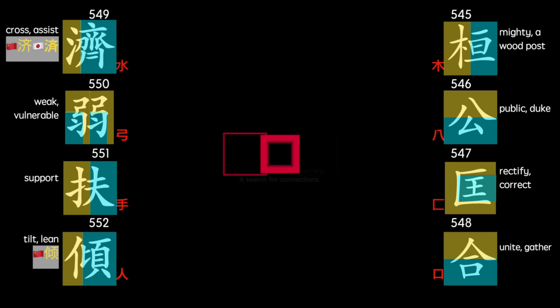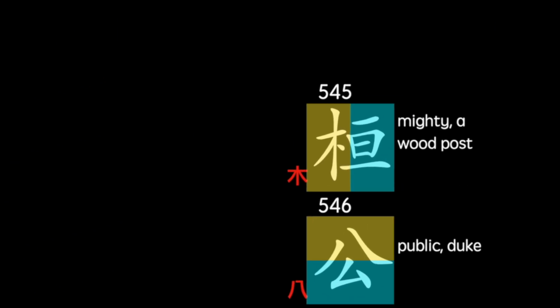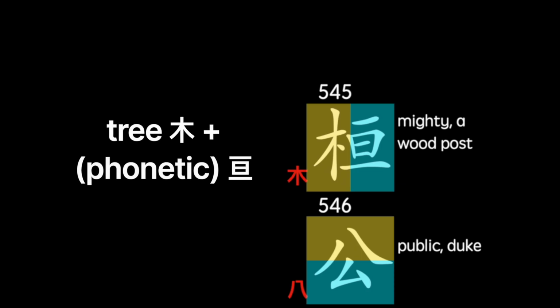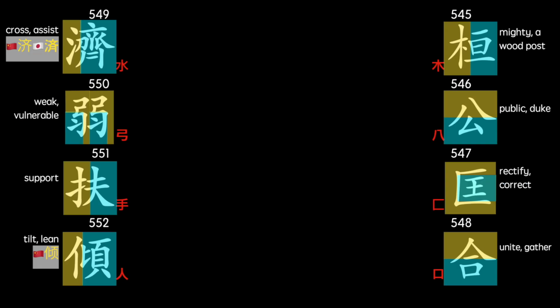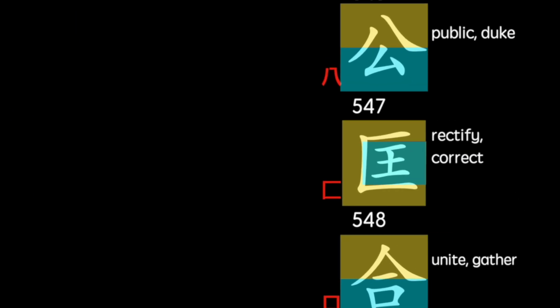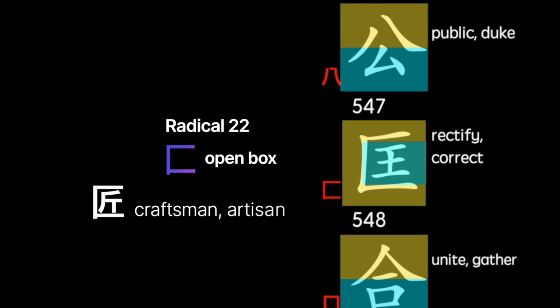Let's look at the composition of some of the characters. This one can mean wood post or a kind of tree, so the tree radical is fitting. I think the component on the right is phonetic. Next, I'll look at 547. The radical for this character is the 22nd Kangxi radical, meaning open box, which also has the meaning of frame. The character for craftsman or artisan also contains this radical.